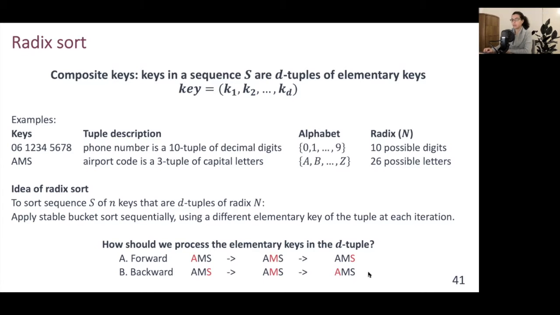The answer is backwards, because if we first sort on the first key, once we start sorting based on the second key, we can destroy the ordering that was established by the first one, whereas sorting stably backwards will preserve the lexicographic ordering that we want. Lexicographic just means the way in which the words are sorted in a dictionary.